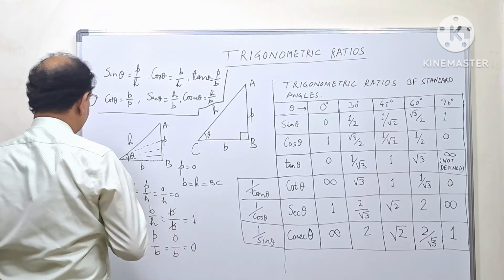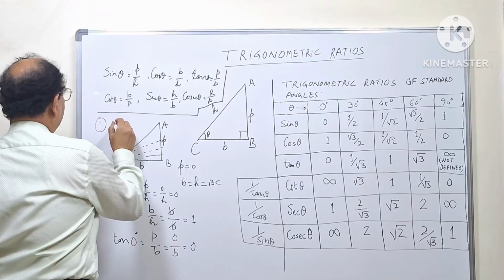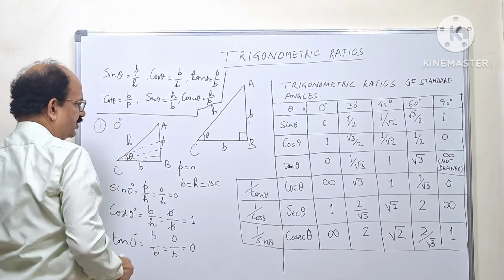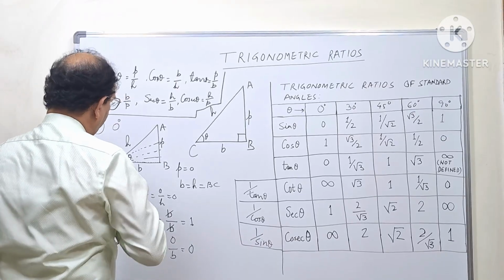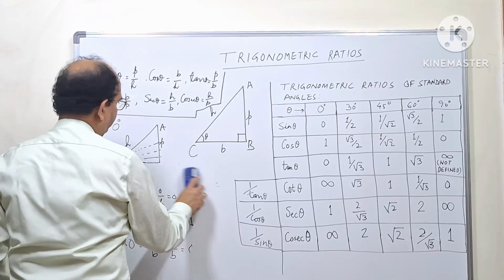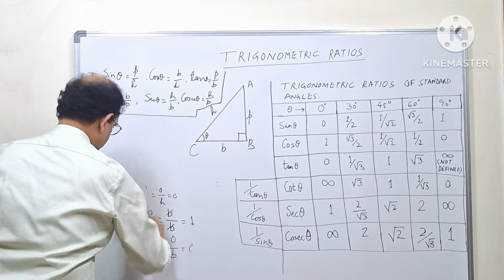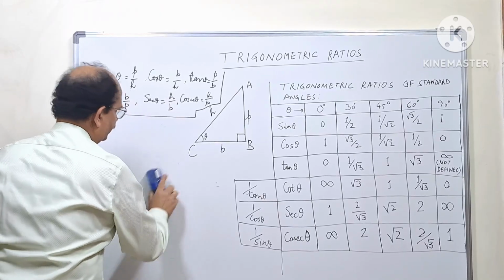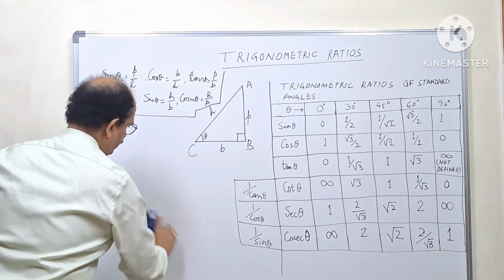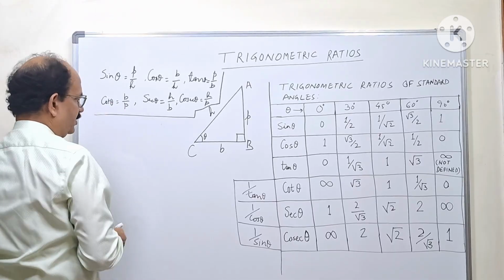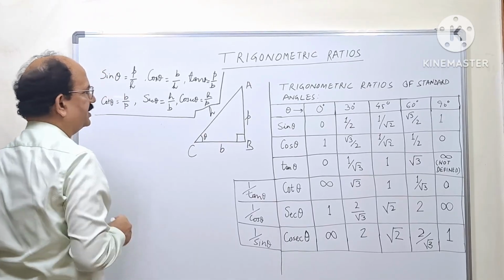Now let's go ahead. So this was about all the ratios of 0 degree. Now let's go and find the ratios of 30 degree and 60 degree.